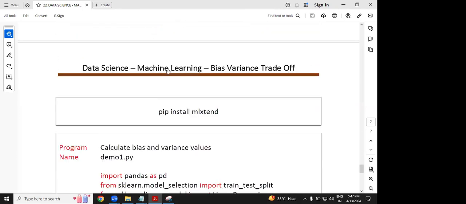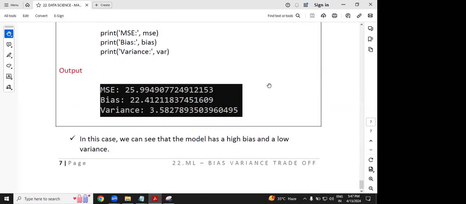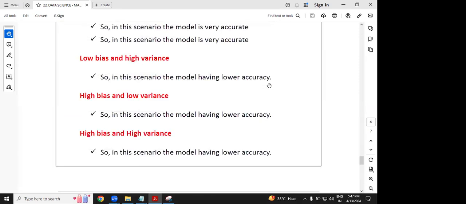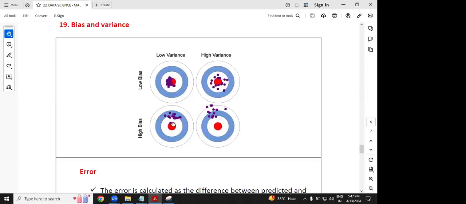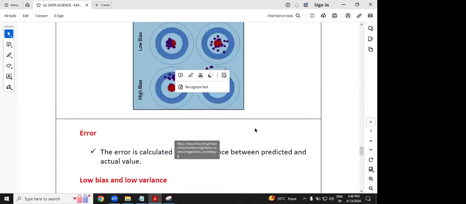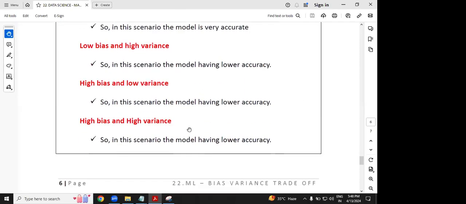Now let me show you one example. Here you can see the output. The MSE value is the error value, next is the bias value, and next is the variance value. The bias value is 22. With this variance value, can I say high bias and low variance? This is the combination where the model is not up to the mark, but still we can use it. Let me execute this example. If the model behaves like this, how do we get a good prediction? I can cover hyperparameter tuning techniques later.